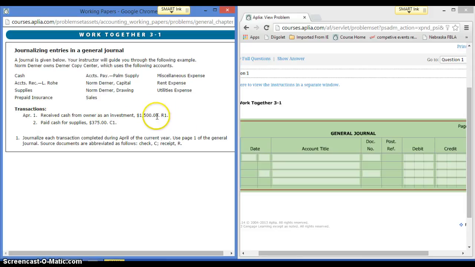So in April, on the 1st, we received cash from the owner as an investment for $1,500. And this is going to be receipt 1. We know that because of the R. Now, one thing to note, you have a dollar sign and a comma and the period. You do not have to put those 3 things in.